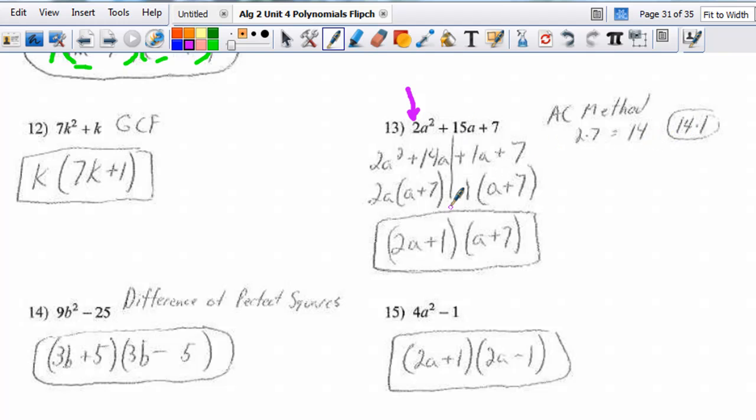And then if I divide and factor by grouping, you're going to see that we did this correctly. When I factor out a 2a, I'm left with the a plus 7. On this side, I can only factor out the 1, but I see the a plus 7. My answer, what's outside, 2a plus 1 and the a plus 7.